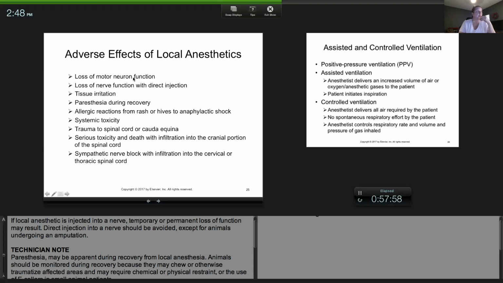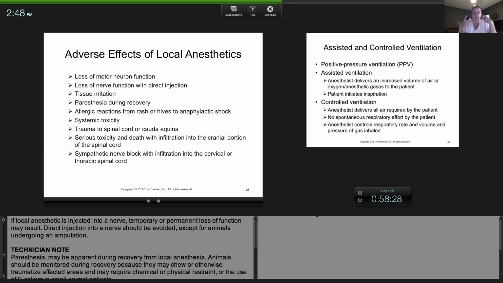So the degree of motor loss can be, now again, if they can't use their legs that night, or they're weak, that's not out of the ordinary. But if it was continuing into days and days, that would be an adverse effect. If we have a loss of nerve function multiple days later, did we damage a nerve doing a block?